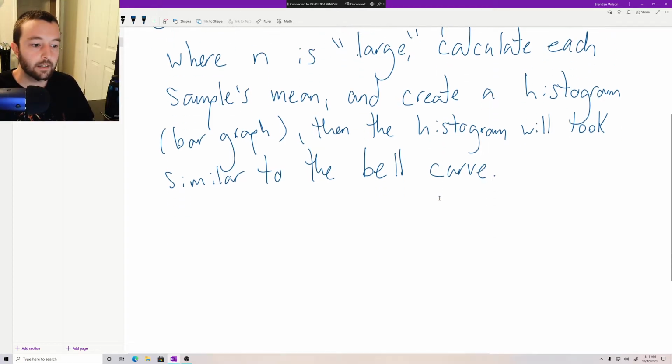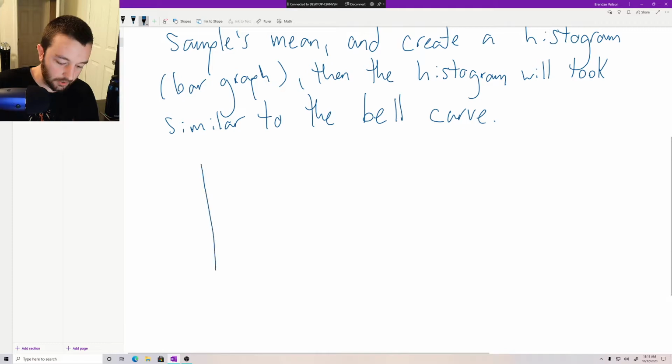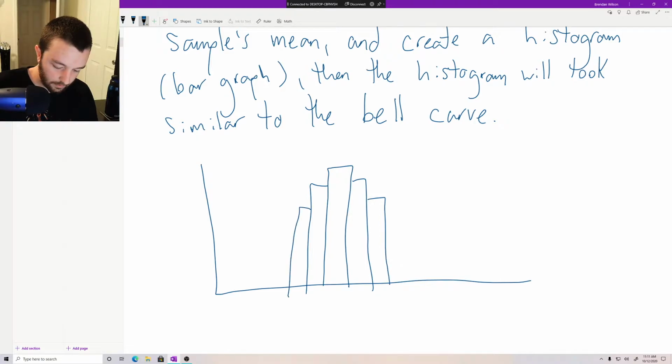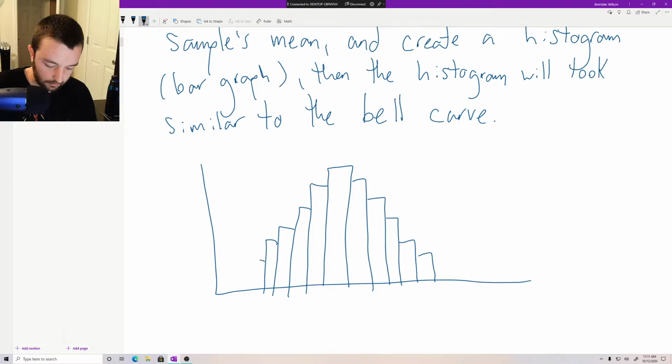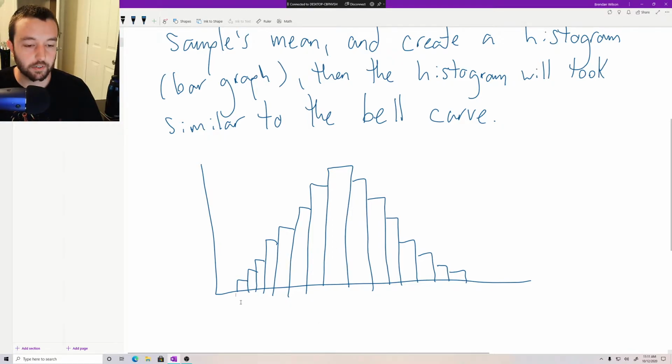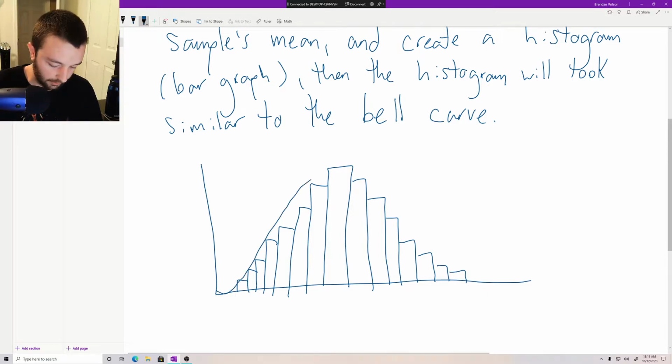Okay. So what this would look like is we would have something, okay, not drawn perfectly. Okay, but something like this. When we eventually drew the histogram, it would have the same shape as the bell curve. Remember the bell curve looking like this, right?